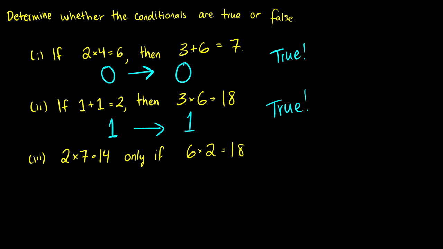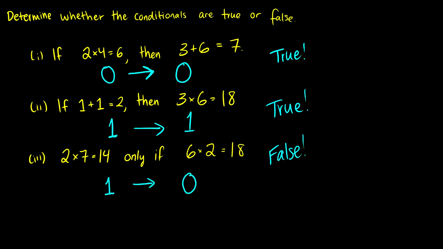Okay, third one. 2 times 7 is 14. Well, this is true. Only if, this is the arrow, 6 times 2 is equal to 18. And that is false. So we have a 1 arrow 0 here. So that is going to be false.